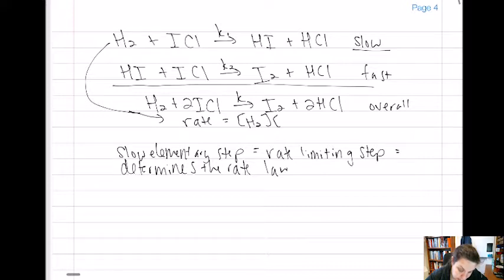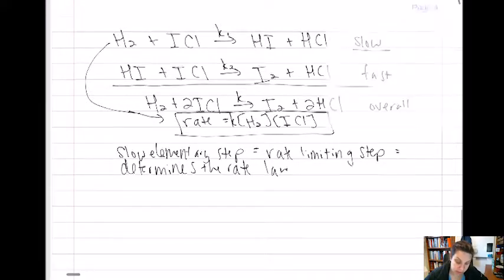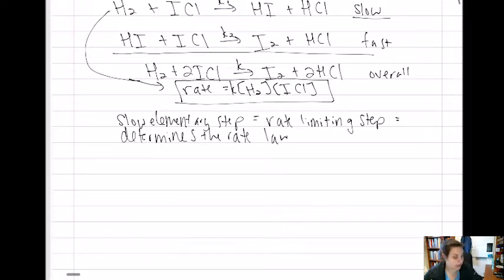k times H2 ICl, and you're just going to use k as a generic k in this case, because we have our first step being the slow step. And we can see that that does not have the same molecularity as our overall reaction. It has the molecularity of our slow step. So it is bimolecular, not termolecular, as our overall would indicate it would be.